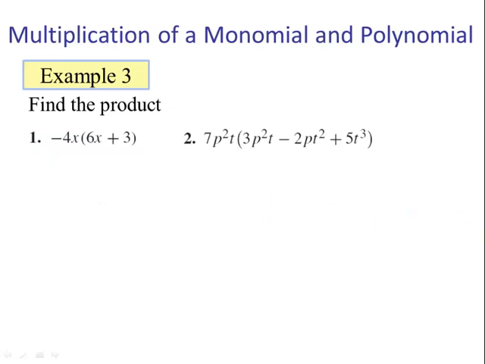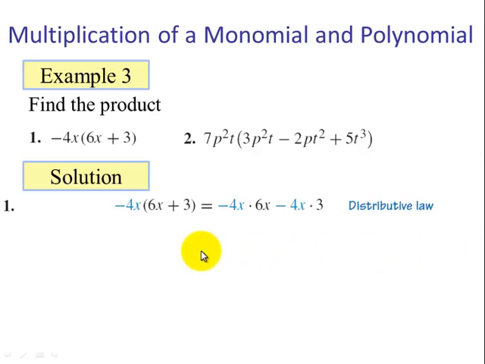Example 3. Find the product: negative 4x times the quantity 6x plus 3. And number 2: 7p squared t times the trinomial 3p squared t minus 2pt squared plus 5t cubed. Solution. Using the distributive property, we take negative 4x and we multiply it by both terms.